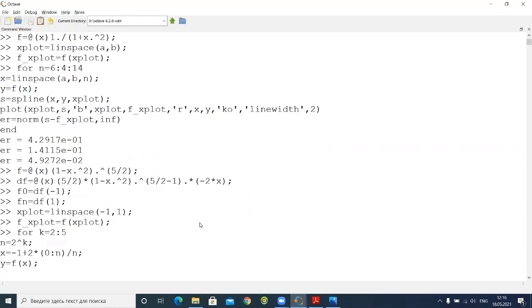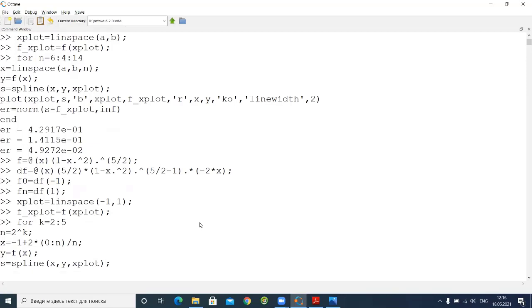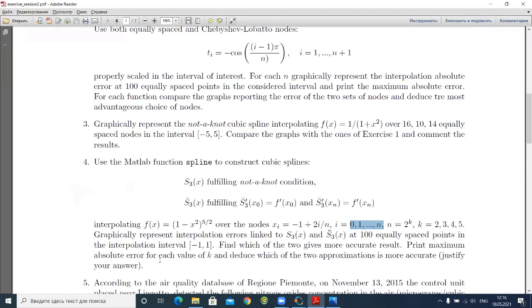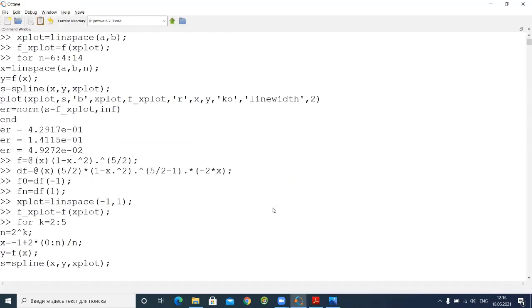Then spline, let's enter spline. S equals spline, and then here we have x, y, and the x plot, arguments of spline. This is the not-a-knot spline. And now we have the second spline, also with first derivative here. So we will do two kinds of spline, not-a-knot and this one, the first derivative constraint spline. We will denote it by S1, for example, and S1 now equals spline.